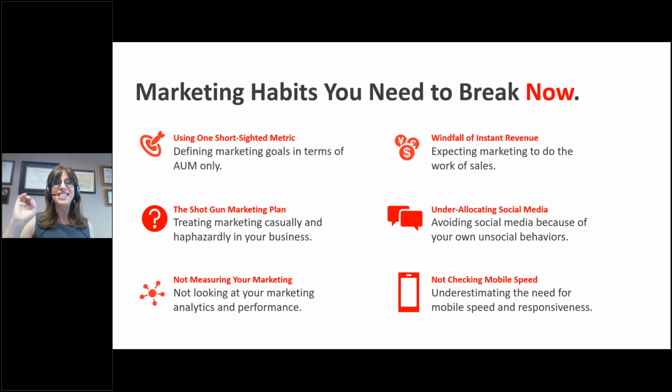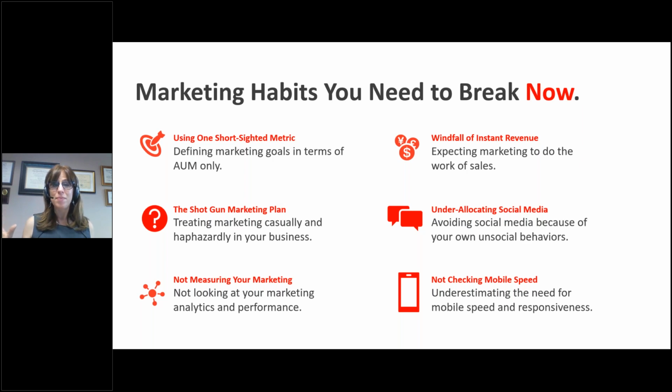The fifth item here is not measuring your marketing. Whoa. In a profession that is so numbers oriented, I am shocked to discover that a lot of you have no idea what's going on with your website, your social media, your open rates for your emails, nothing. So please, whoever's handling your marketing right now, absolutely has these analytics. I want you to sit down with them on a monthly or quarterly basis and really start to pay attention, fall in love with your marketing the way that you do with your portfolio management and the way you do with your clients.